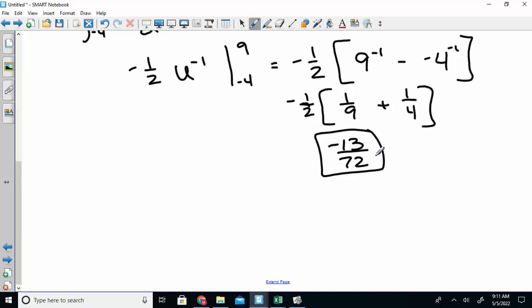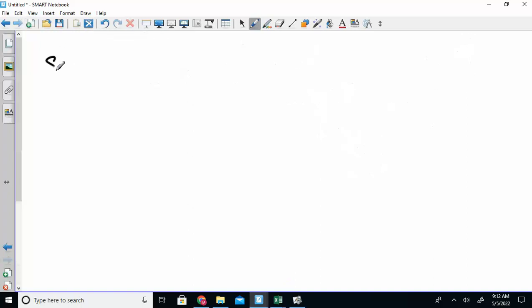Any questions on this? So, moving on, I have a few more of the substitution problems. When you look at problem number 8, do I need substitution on this one? No.